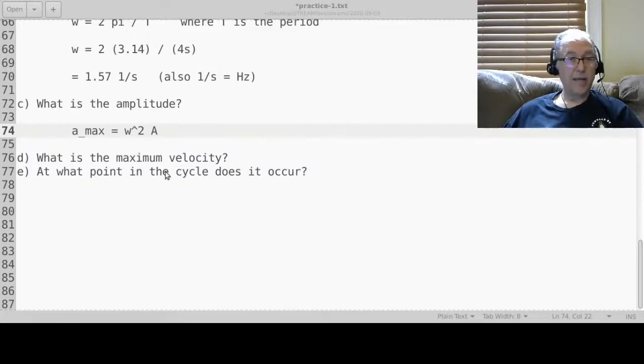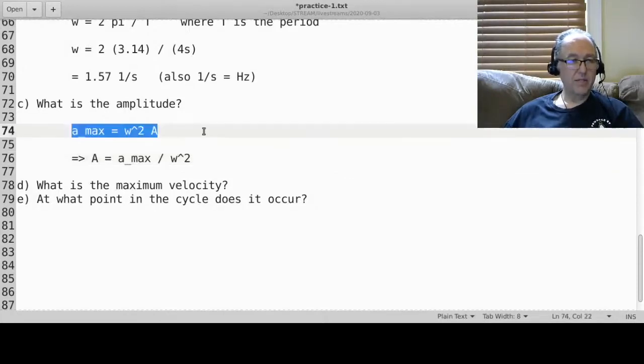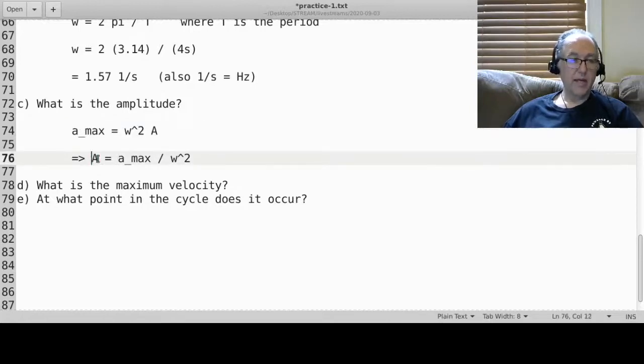The maximum velocity is just omega A, which is our next question. But for the relationship between maximum acceleration and maximum displacement, which is the amplitude, maximum acceleration is equal to omega squared times A. Of course we're trying to solve for A, capital A, not for the acceleration, because I told you what the acceleration was. So let's rewrite this on the next line. The arrow just means I'm going to rearrange the formula: I divide both sides by omega squared, and I get that equation.